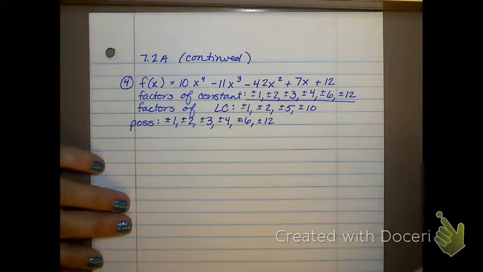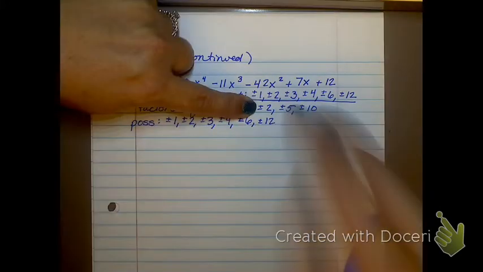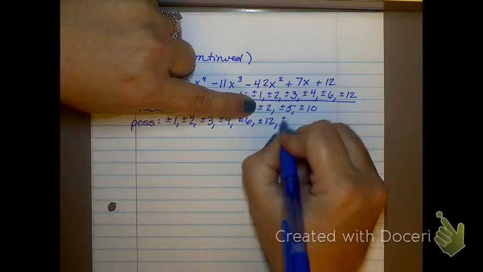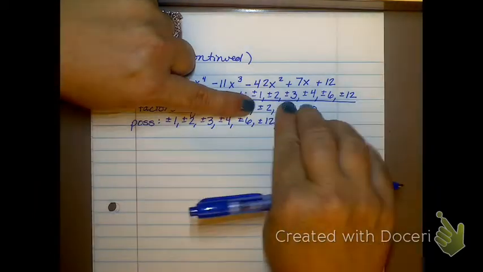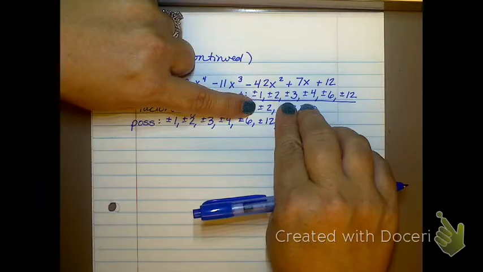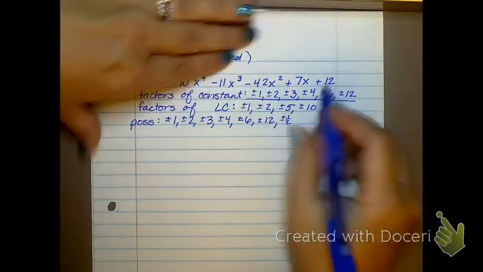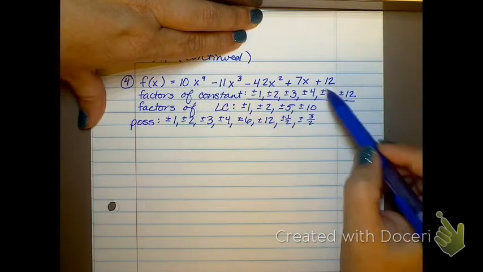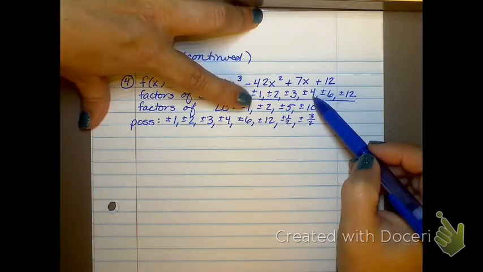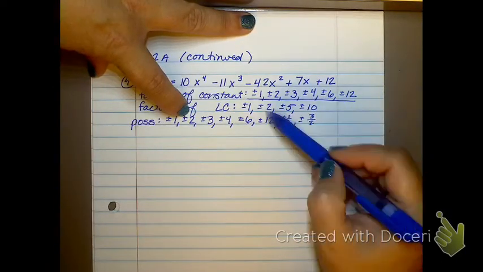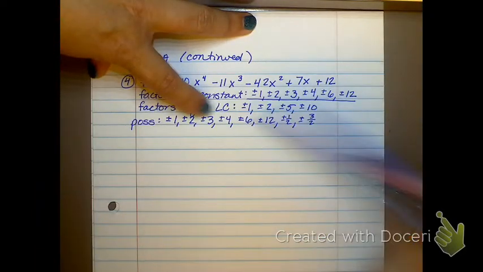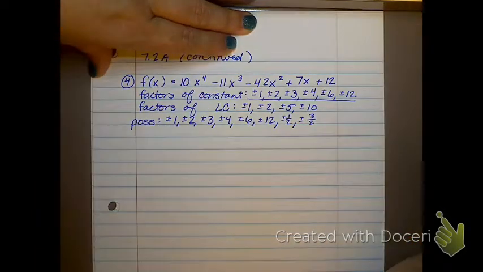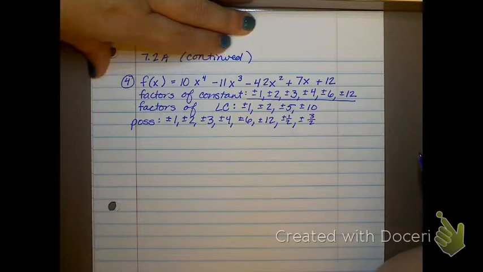Now I put them all over 2. So 1 over 2 gets added to my list. What about 2 over 2? That's 1 already on my list. 3 over 2? Yeah. I need to add that one. 4 over 2 is 2. 6 over 2 is 3. 12 over 2 is 6. Now what do I do? Put them all over 5.